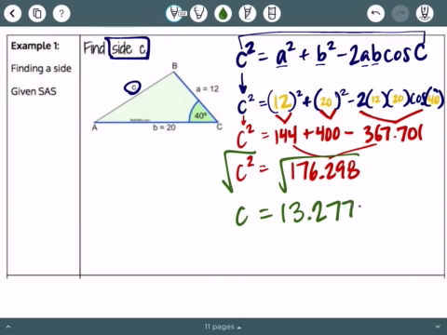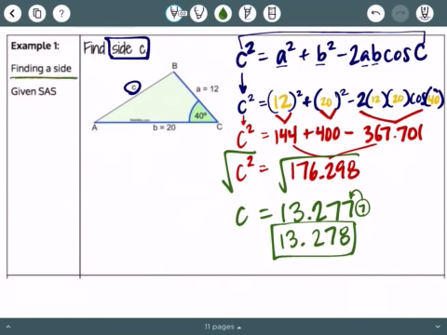13.277. The next number is a 7, which means that I'm going to round up this one. So I'd have 13.278 as my answer. Right, so that is if I want to find a side. I'm going to use the same formula if I want to find an angle.